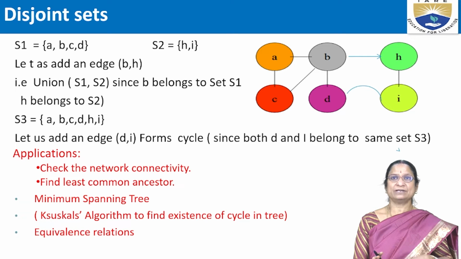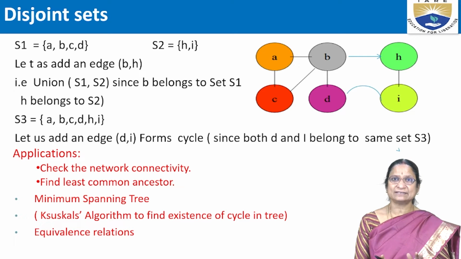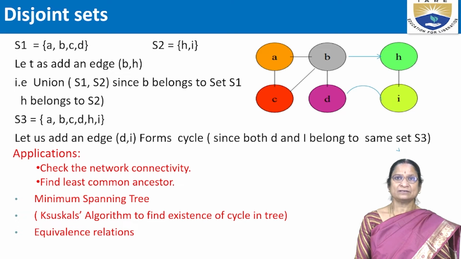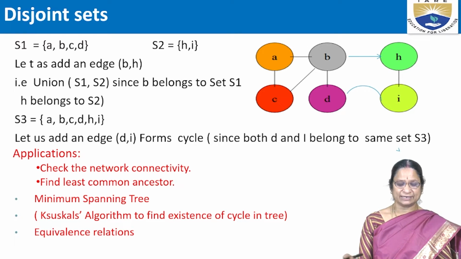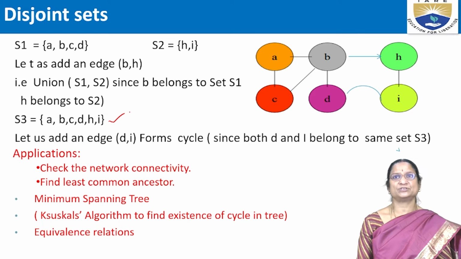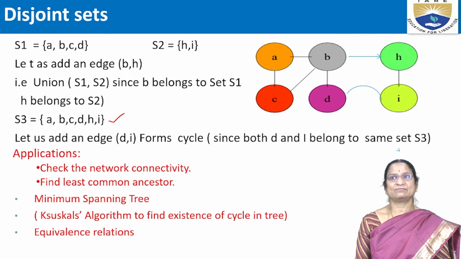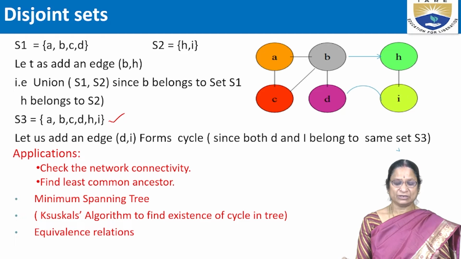If these two vertices belong to two different sets, then adding an edge, that is the union of these two sets, doesn't give any common vertex. So, for example, when we add this new edge and take the union of S1 and S2, we get S3: A, B, C, D and H, I. We'll consider this further.